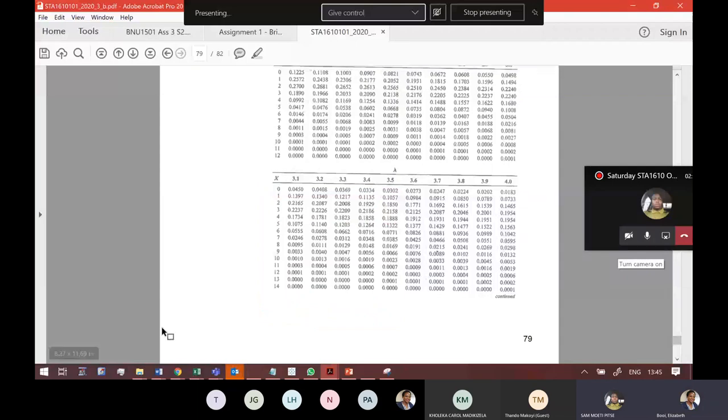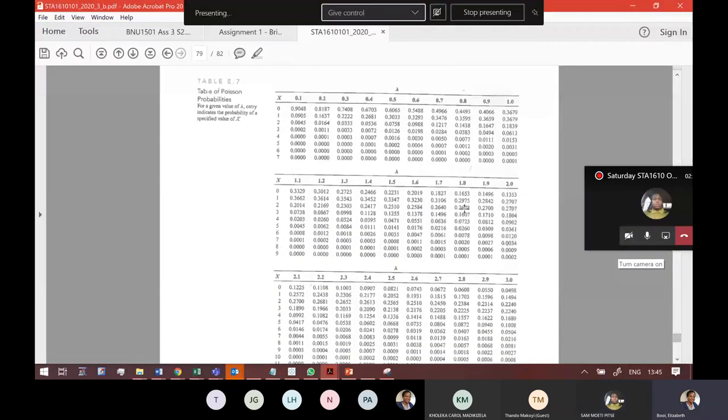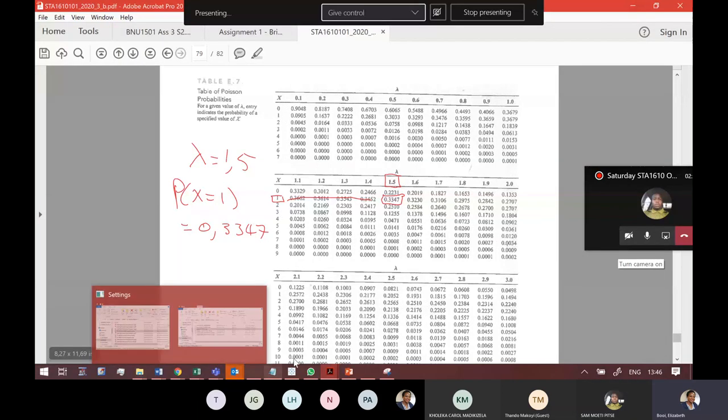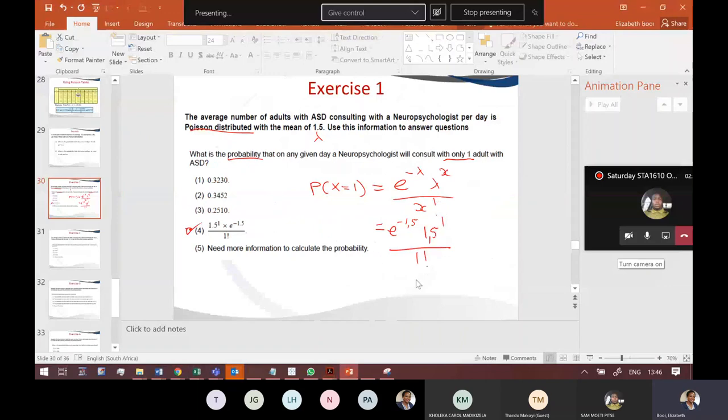You know that we're looking for lambda 1.5, so we go to the lambda table. We're looking for the probability that x is equal to 1 and our lambda is 1.5. So we come here, we look for lambda 1.5 and our x, and it says the answer is 0.3347. So you will go back to your question and check if that answer is there. And if you look here, that answer is not there.